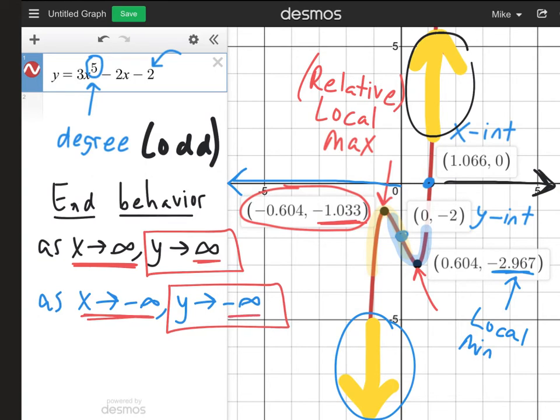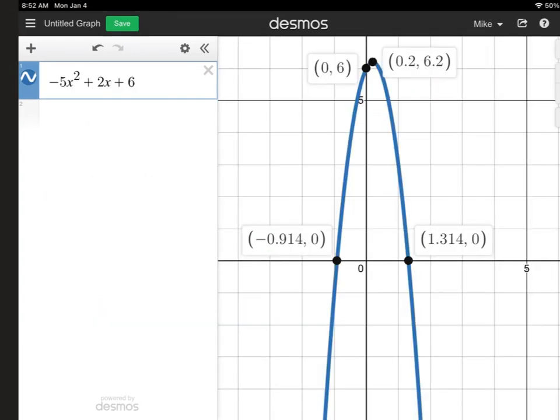Okay, so let's look at one more example. Here's another example: y equals negative 5x squared plus 2x plus 6. This one's just a straight quadratic like we did some earlier in the year. So you can see it's a parabola. You can see both ends are going down. So if we just wanted to highlight that, on the left end here, the graph's going down. On the right end here, the graph's going down. And that happens because it's an even degree function.